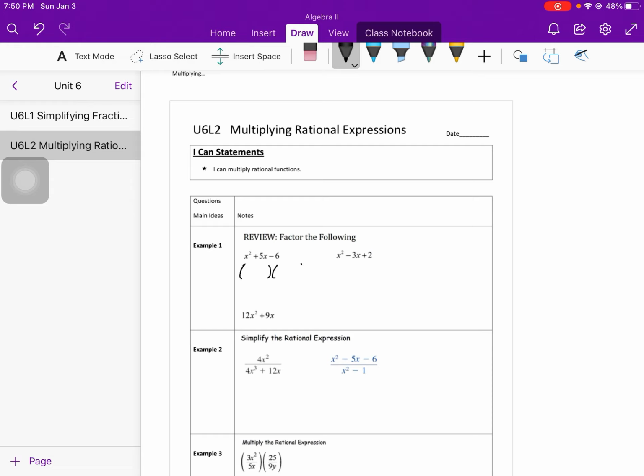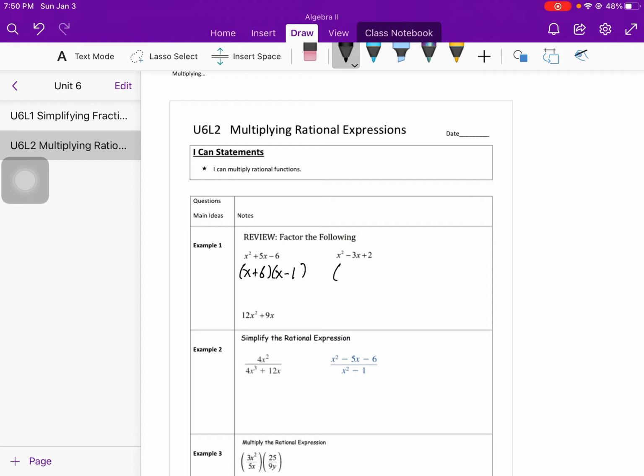So this we would do double parenthesis. Since it's x squared plus 5x minus 6, we get x and x. Factors of 6 that have a difference of 5. Since we have a minus sign after the 6, we know we get a plus and a minus. So this is actually going to be positive 6, negative 1.